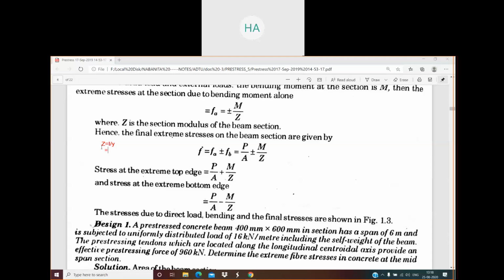Z is equal to I by Y, and I was BD cube by 12, Y was D by 2. So in short, you can also write it to be BD square by 6. Yes or no? When your I is BD cube by 12, Y is D by 2. So ultimately, if you want to calculate directly, you can calculate Z is equal to BD square by 6, which gives your answer to be 2.4 into 10 to the power 6.